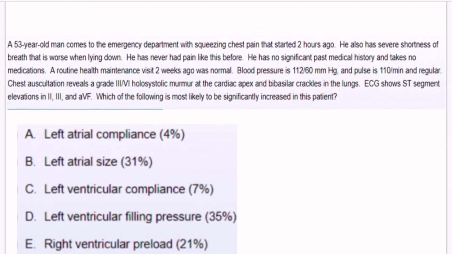Okay, so now that we have established that he has some sort of mitral regurgitation problem, let's move on and see what the ECG has to say. The ECG shows ST segment elevation in leads 2, 3, and aVF. So ST segment elevation usually points towards STEMI, which is ST segment elevation myocardial infarction. Which of the following is most likely to be significantly increased in this patient?